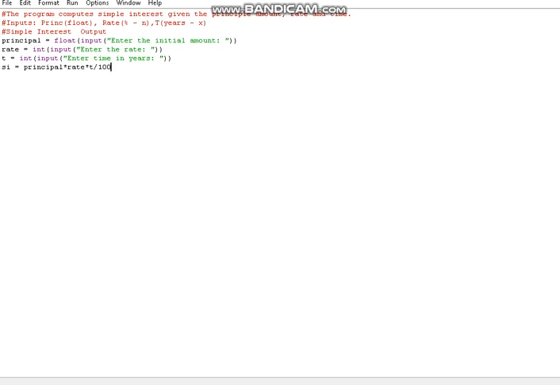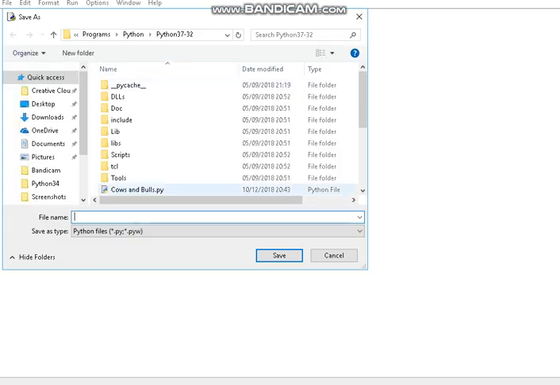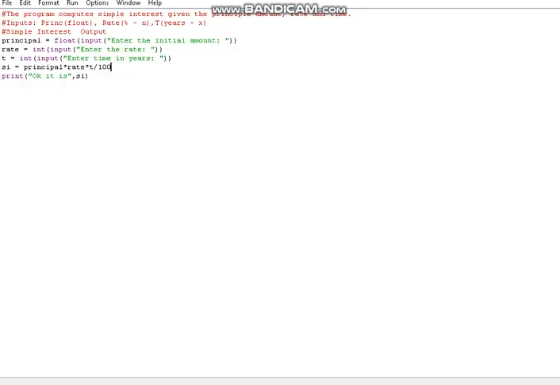You can also say what the total is by doing principal plus SI. I'll show you that in a bit. So if we just print, it is, and then comma, and let's put an SI here, and hopefully this will work. If there are some errors, I can show you how to solve them, so it's a win-win situation. So let's run this.